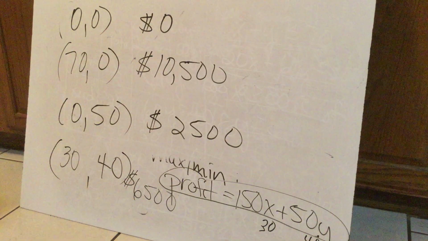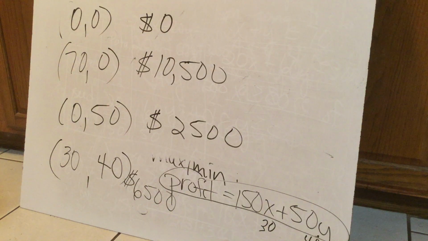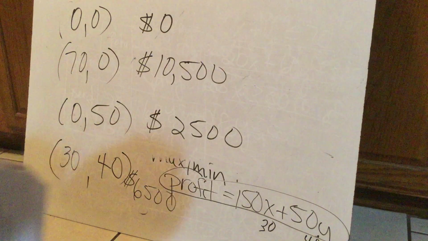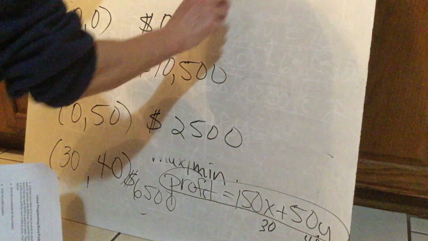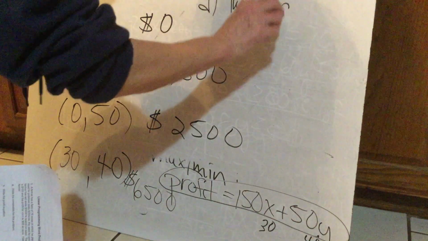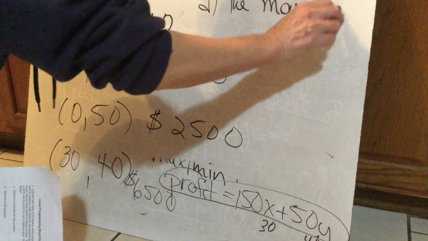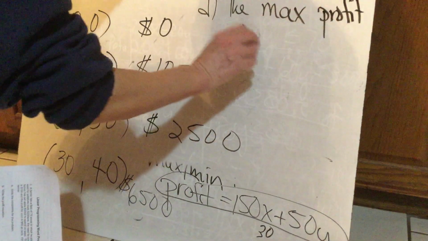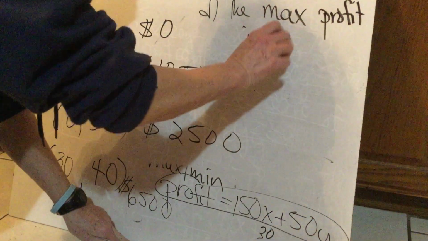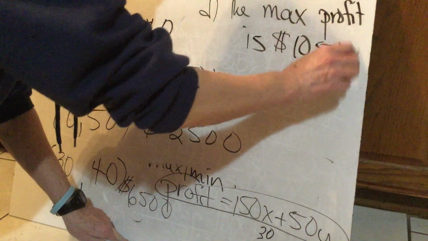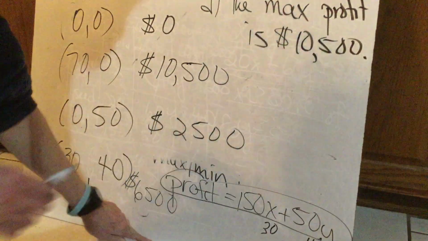Use your corner points to find the maximum profit. So the answer to D, the maximum profit, is $10,500. That's the answer to question D.